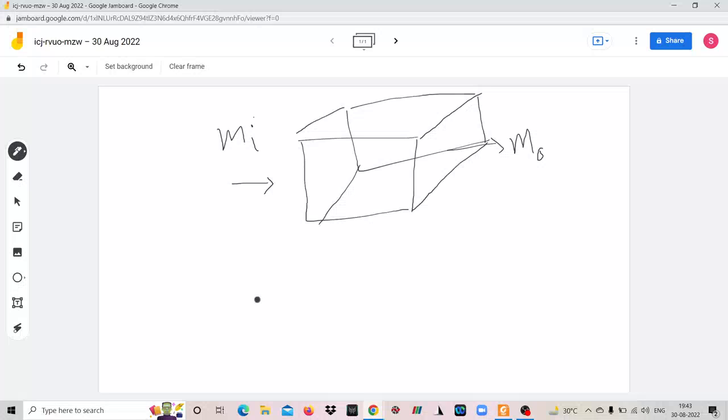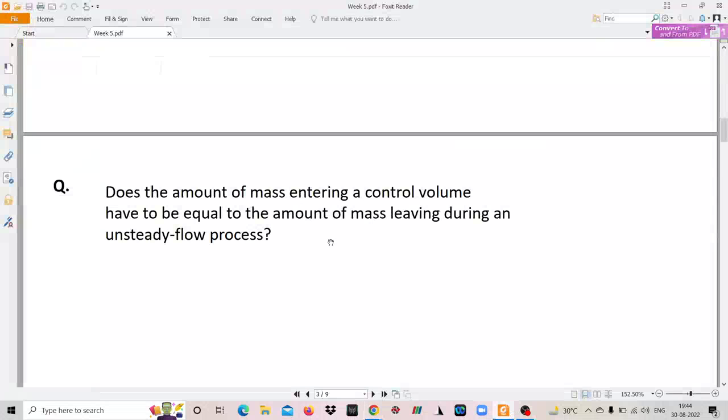Now if it is an unsteady process, if the flow is unsteady, then velocity is not constant with time. If it is an unsteady flow process, not only velocity, but all the flow parameters are not constant with respect to time, meaning they are changing, right?